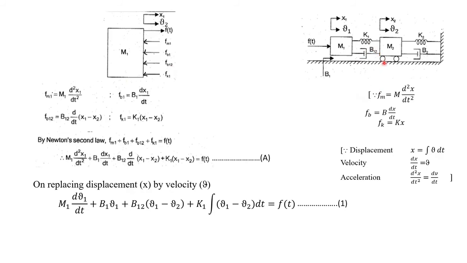Now the third opposing force is fb12. So fb12 is nothing but b12 into d by dt of x1 minus x2, because it is connected between m1 as well as m2. So we have to write the difference in displacement.